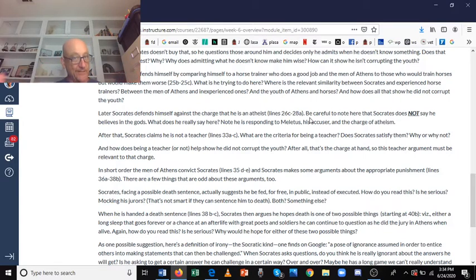Leave that out there. What do you think? Good argument that he's not corrupting? Or rather, good argument that he's not an atheist or not. There's also this long argument. I may have to get into the text of this. This is lines 33a, b, and c.